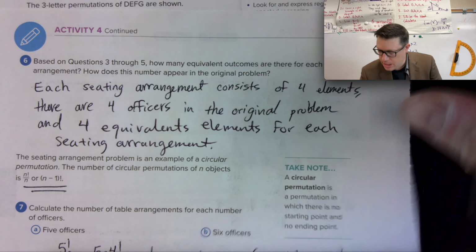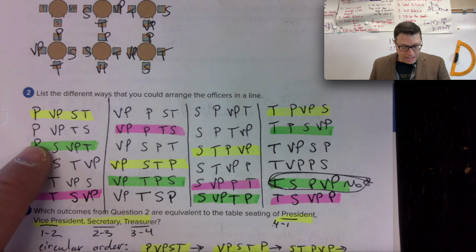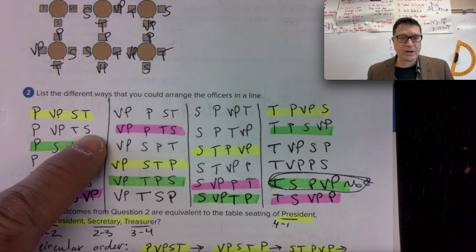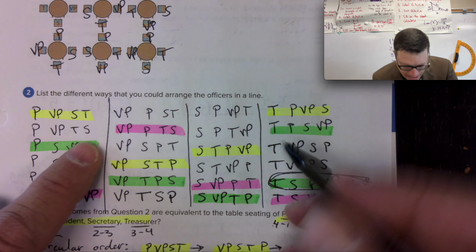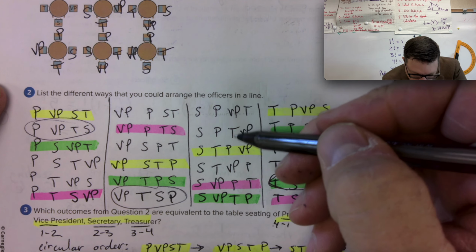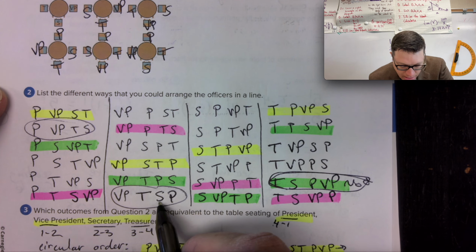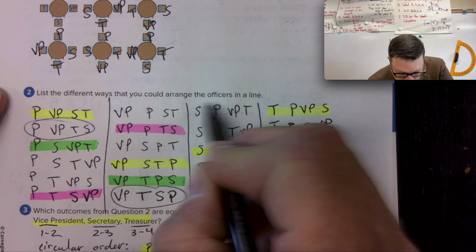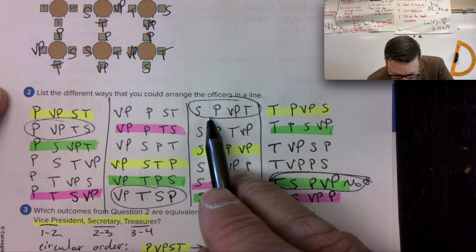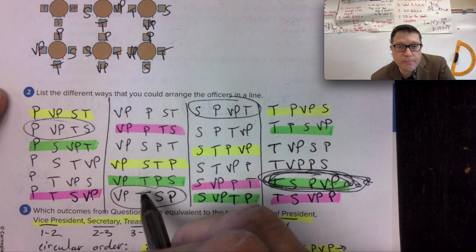In fact, what I could continue to do with coloring this string out is I could say P, VP, T, S, President, Vice President, Treasurer, Secretary, is the exact same here. And so every single one of these could be identified to have a matching arrangement: Secretary, President, Vice President, Treasurer, and then Treasurer, Secretary, President, Vice President. So I did box. This should not be highlighted green, but it should match the squares.